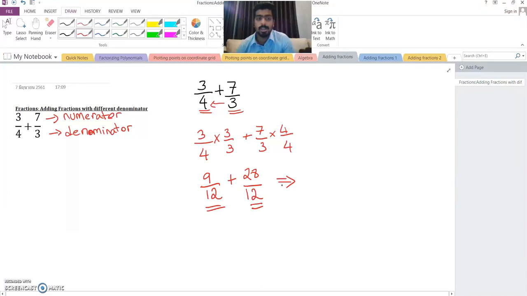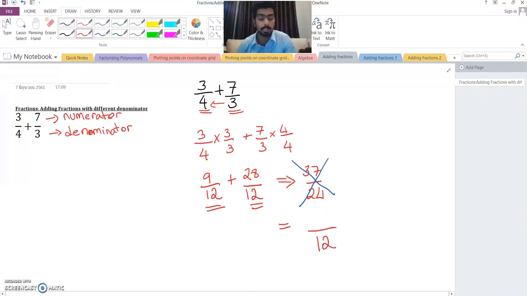Alright guys, remember we can only add fractions when we have common denominators. Now we have common denominators, so we can add up the fractions. Here is where many students make mistakes. They also add up the denominators, so they do 12 plus 12 and write it as 24, and 9 plus 28 they write as 37, which is wrong. This is wrong because we do not add up the denominators. We only add up the numerators. So the denominator will still be 12.